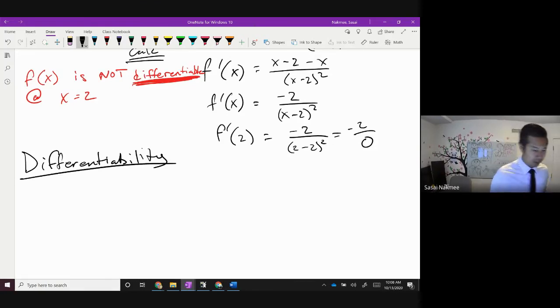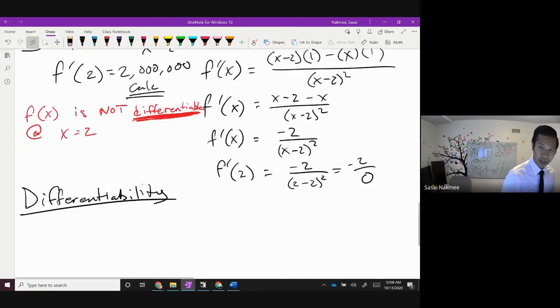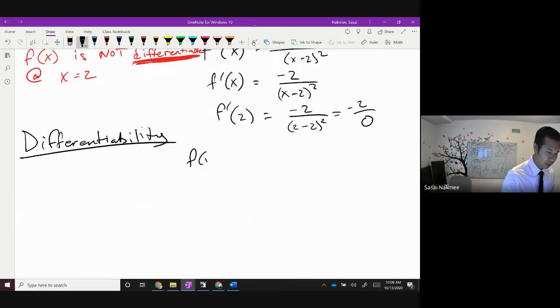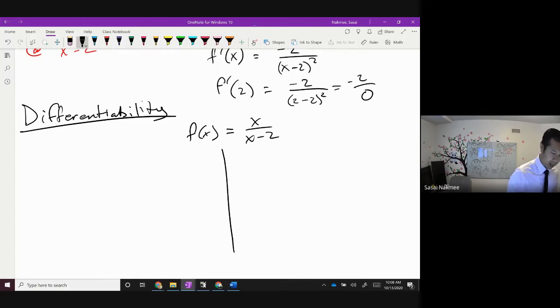So take a look here. The function that we were working with, this x over x minus 2. So f of x equals x over x minus 2. I'm just going to give this to you right now. If you looked at this on a graph, it would look something like this.